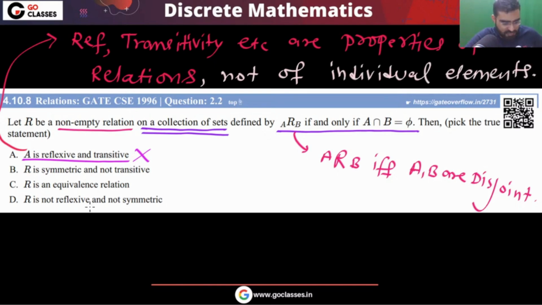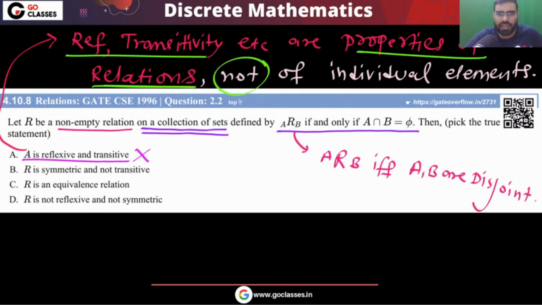This is something that we have already seen in the last lecture, in the summary lecture. Do you remember what question we had? The Stanford University question. I took one question in the summary lecture of relations, the Stanford question, where you can see that reflexivity, transitivity, etc. are properties of relations, not of individual elements. So this option A is gone.